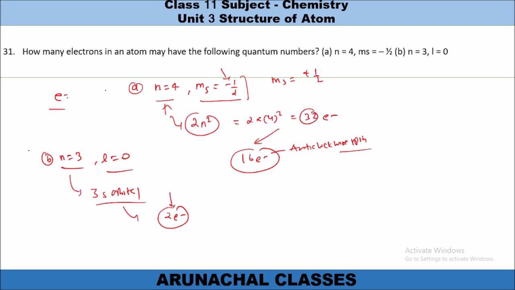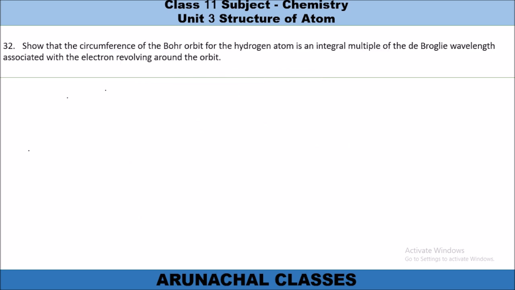Moving to question number 32. Here the question is, show that the circumference of Bohr orbit for the hydrogen atom is an integral multiple of the de Broglie wavelength associated with the electron revolving around the orbit. So it can be shown by this equation, where we can see the angular momentum of the electron can be calculated as mvr equal to nh upon 2 pi.